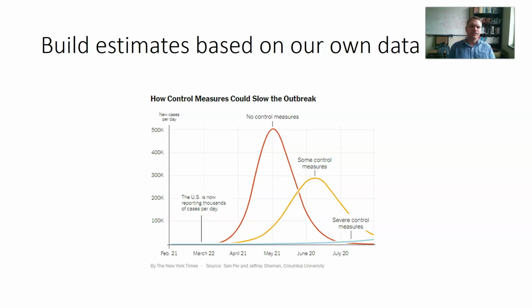Another thing we might do is build estimates based on our own data. So this data we're looking at is from the New York Times and Columbia University, and they provide a number of scenarios. They say, what would this look like with no control measures? This is new cases per day. They believe that by May 21st, we'd be seeing 500,000 new cases per day with no control measures. With some control measures in place, we're looking at 300,000 per day. With severe control measures, they think there's actually some pretty good hope for keeping the new cases down substantially.